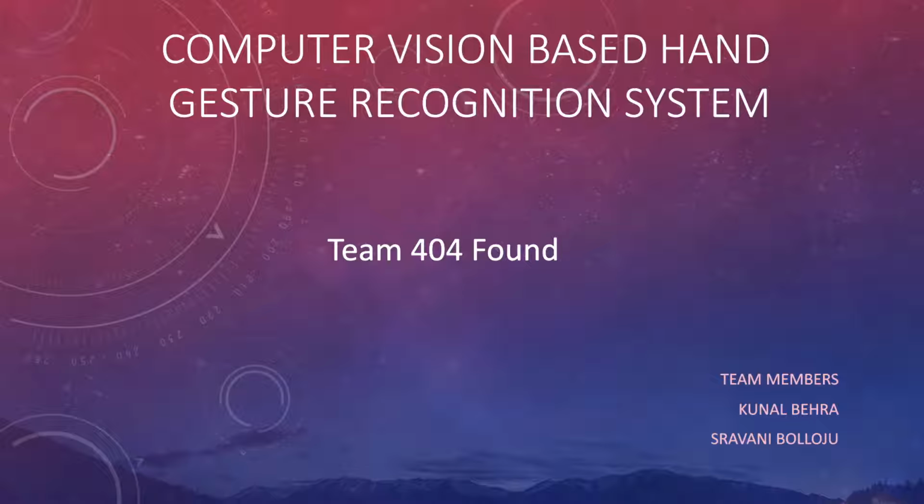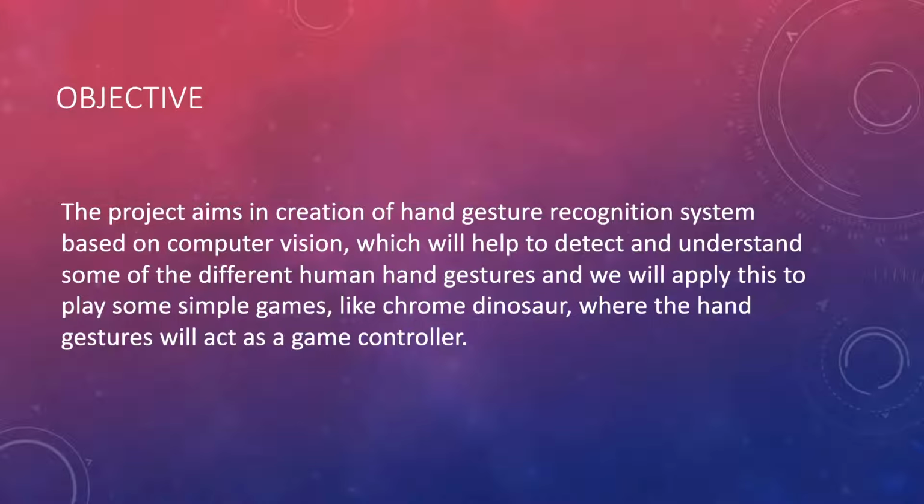So today we are going to show the demonstration of our project, which is a computer vision based hand gesture recognition system. The aim of our project is to build a hand gesture recognition system which will help us to detect and understand some of the different human hand gestures, and we'll apply this system to play a Chrome dinosaur game where the hand gestures will act as a game controller.